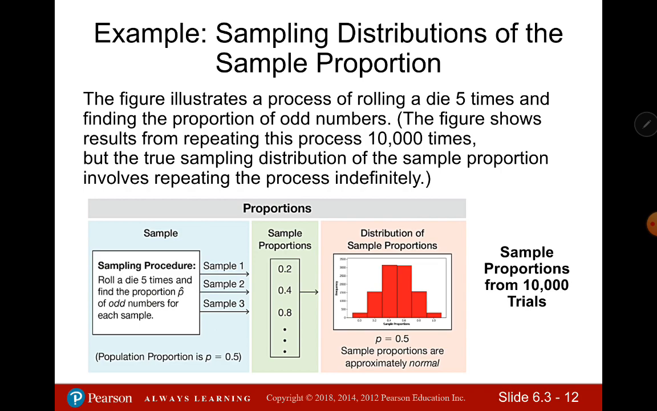For example, the second sample, we got 1, 5, 2, 2, 2. So this time we got 2 odd numbers out of 5 results. So the proportion will be 0.4. And we repeat this procedure lots of times. Each time we get the proportion of odd numbers, then we record it. And we have lots of sample proportions.